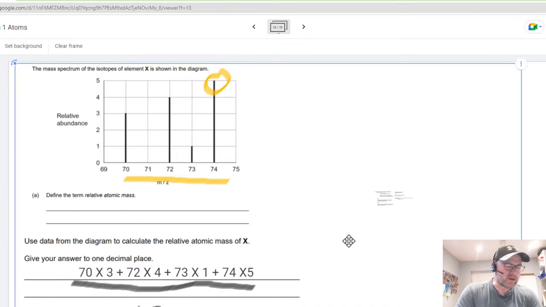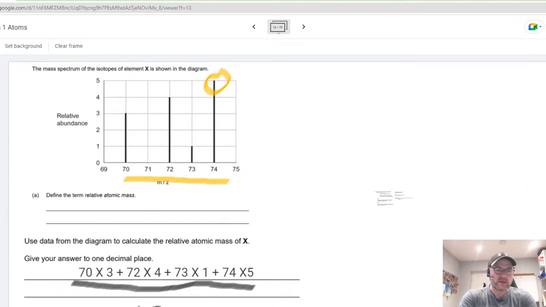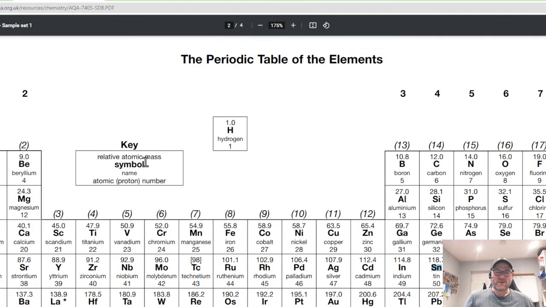Now it asks you here, well done, guys. These are all A-level questions. So what you're seeing is that it's a level up from GCSE. Identify the ion responsible for peak 72. This is where we're going to flick to the periodic table. Yes, well done, Karim. Who can find number 72 on here? Which element has a mass of 72?